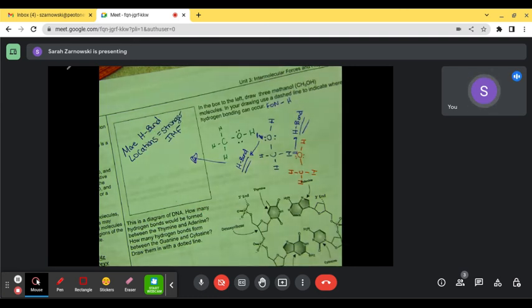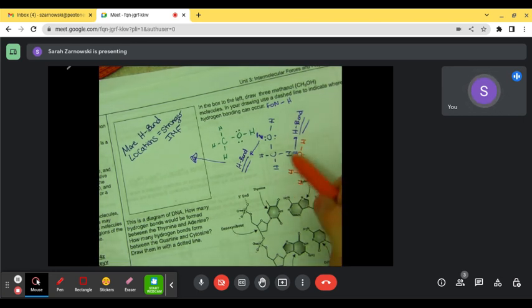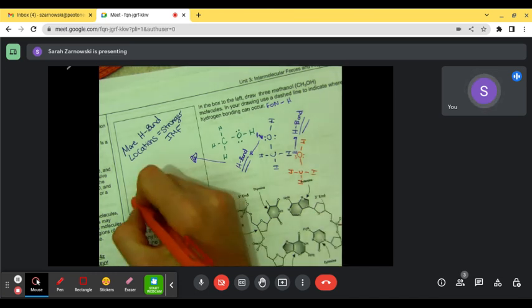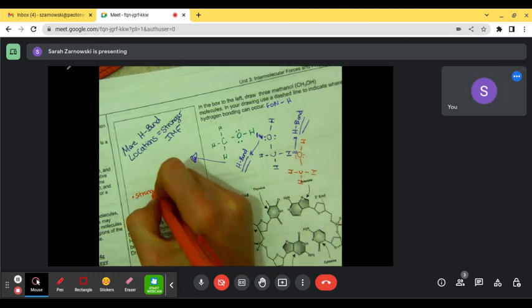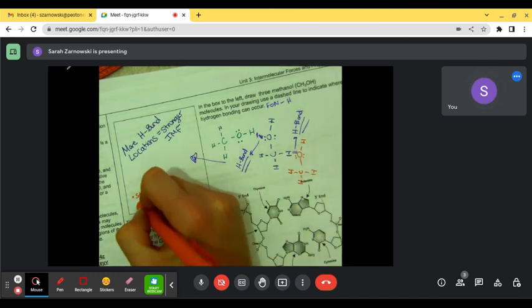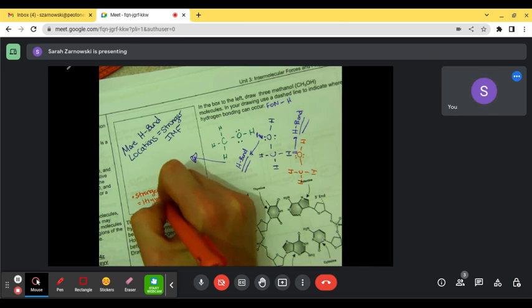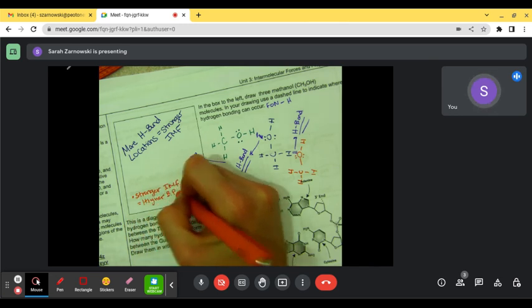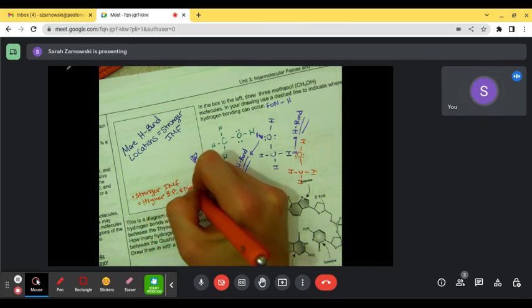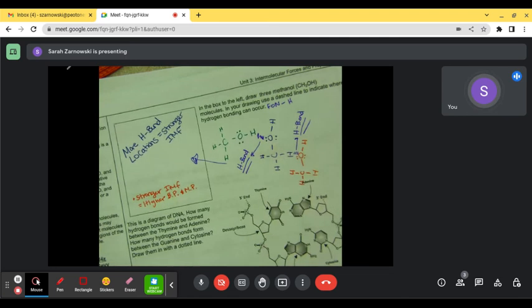Now, one thing that I do want to mention before I almost end the video here is, just write this down. It doesn't necessarily apply to just this example, but the stronger IMF means higher boiling point, BP, and melting point. So you need a lot of energy to break that intermolecular force.